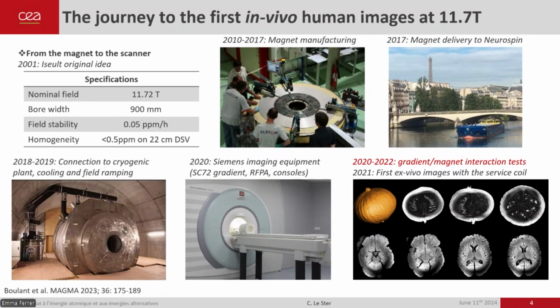From 2020 to 2022, we led an intensive gradient magnet interaction campaign. I'll come back to that later. And in 2021, we were finally able to get the first ex vivo images on this scanner. So first on a pumpkin and then on an ex vivo brain.